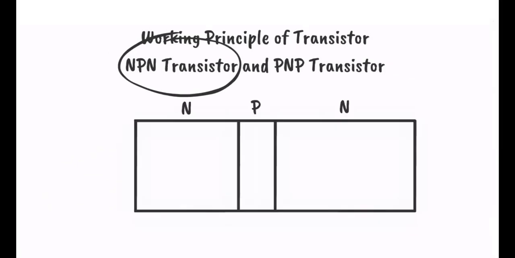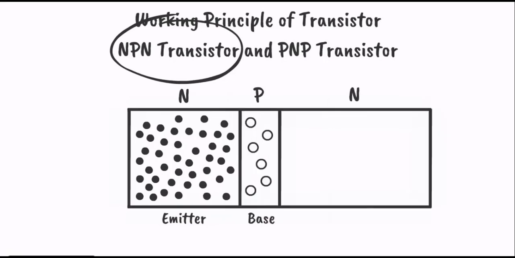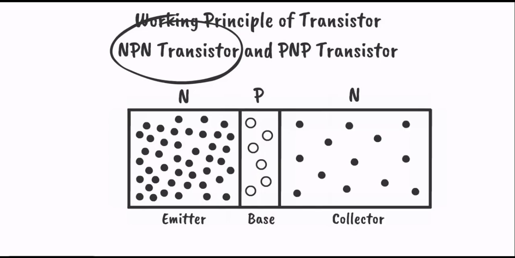There are two N-type regions and one P-type region in between them. One N-type region is highly doped. The size of this region is moderate. We may call this region the emitter. The middle P-type region is lightly doped. We make this region very narrow. We call this region the base.